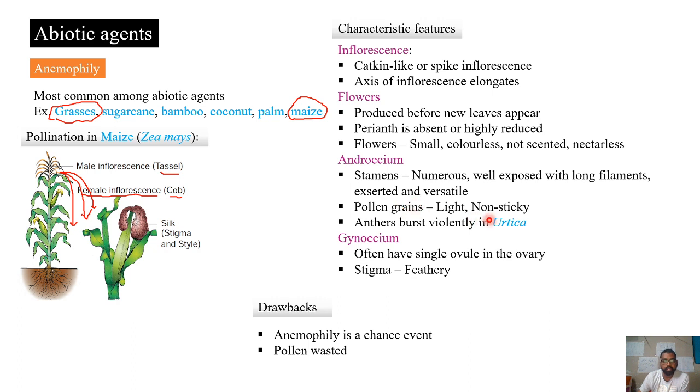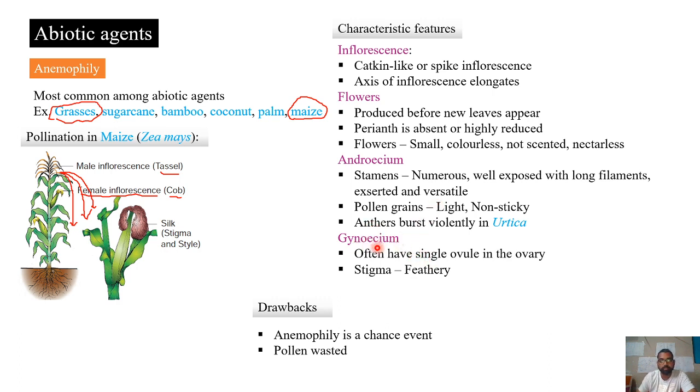Now, pollen grains are light and non-sticky. They need not be sticky, as they need not attach to any kind of pollinating agent. As they have to move through wind, they have to be light. In the case of Urtica, the anthers burst violently, and therefore the pollen grains are released into the air.